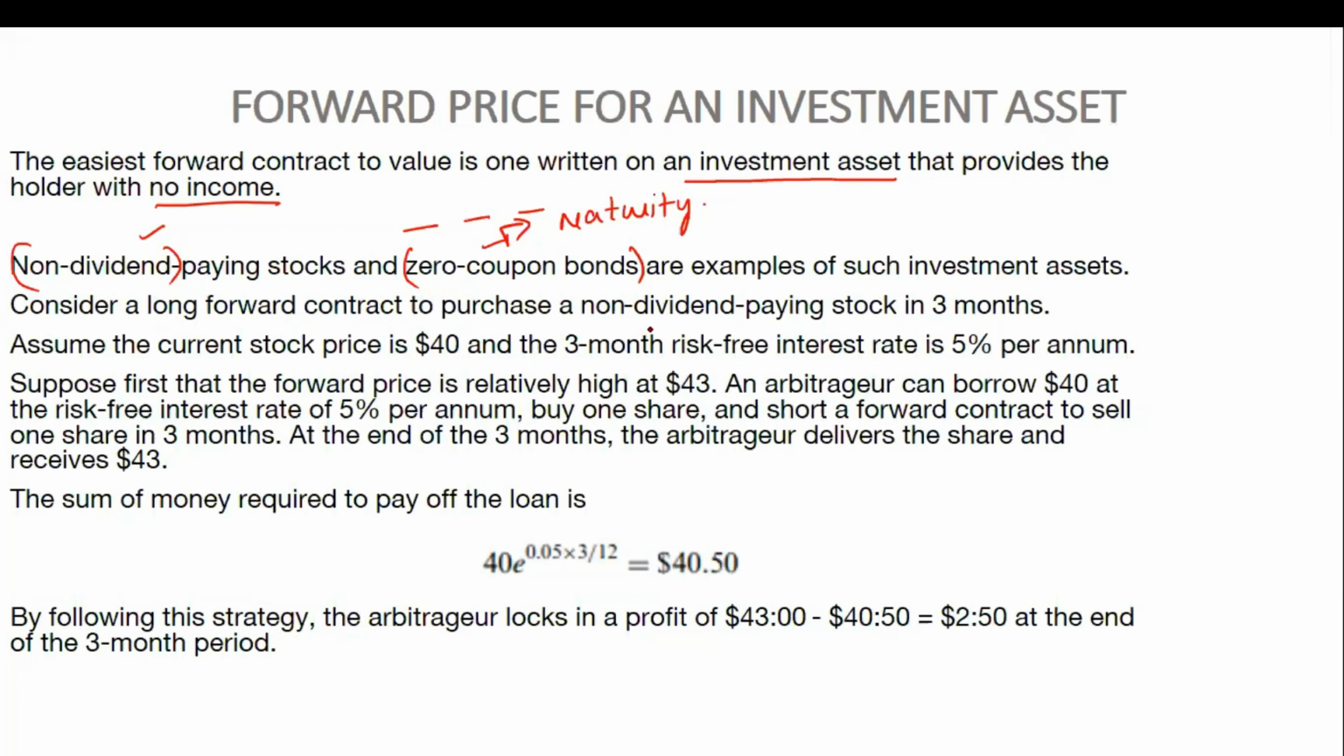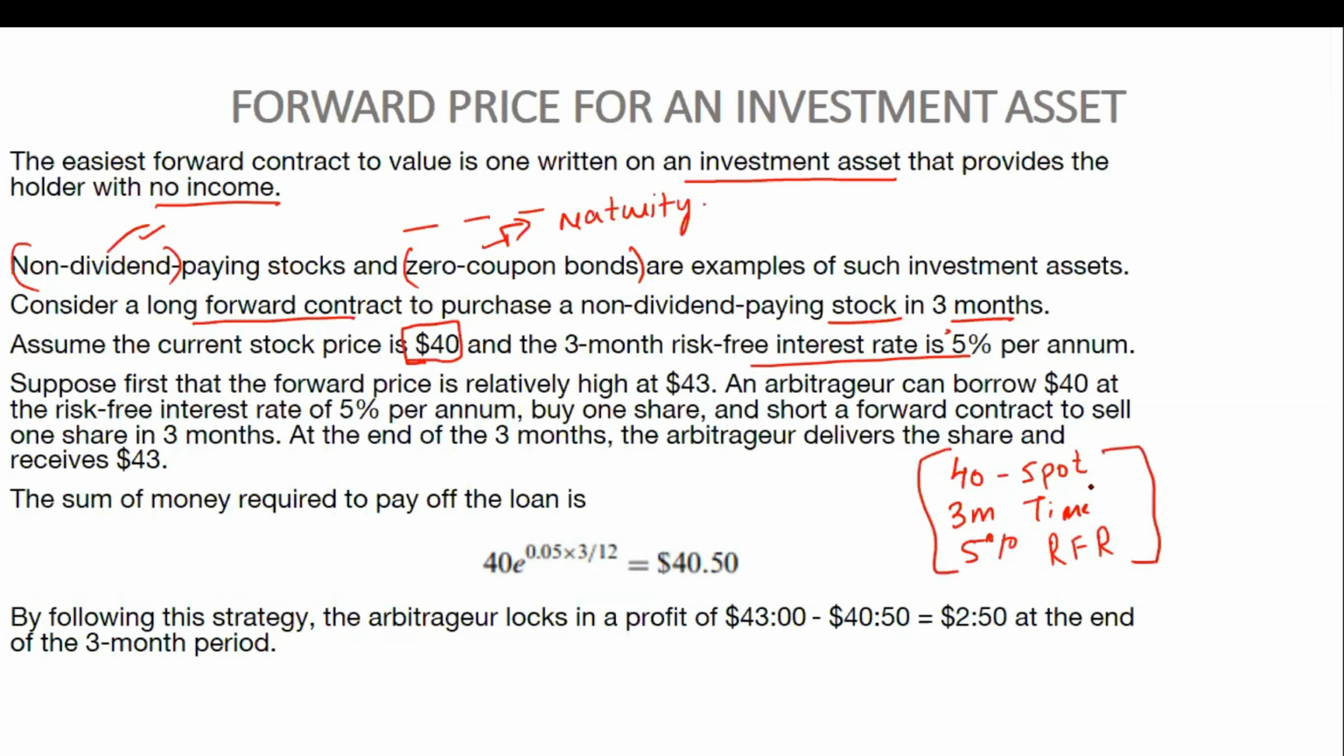So consider a long forward contract to purchase this kind of stock, a non-dividend paying stock, in 3 months, okay? So you are long on a forward contract for 3 months. Now assume that the current stock price is $40. So we have two numbers till now. We have the spot price, which is $40. We have the timeline, which is 3 months. And the risk-free interest rate is 5%. We need only these three numbers to calculate the forward price.